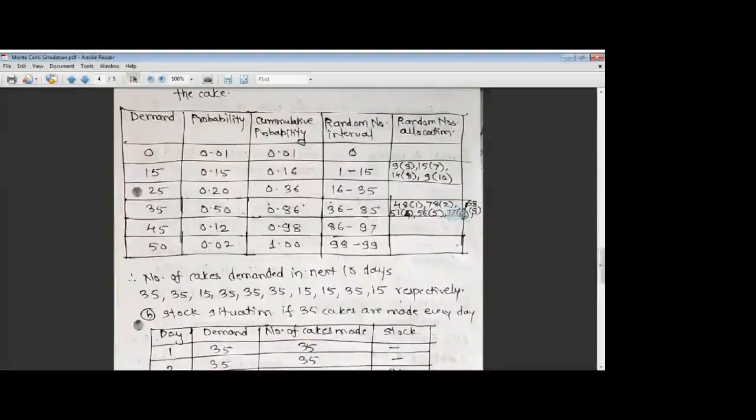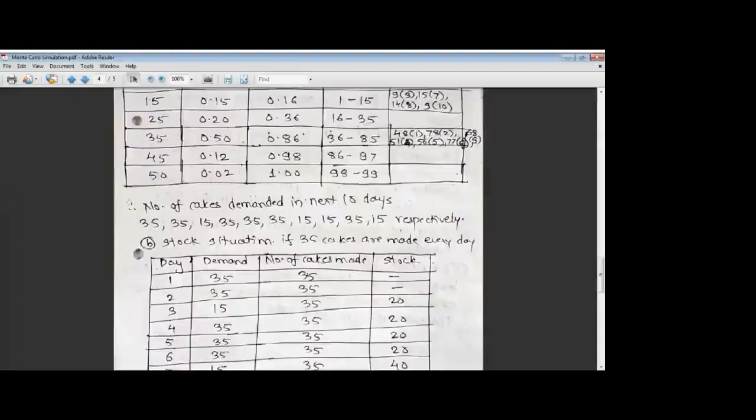The sixth day will have a 35 cake demand. The seventh day will have a 15 cake demand. The eighth day will have a 15 cake demand, and the ninth day will have 35 cake demand, and your last, 10th day will have 15 cake demand. So the number of cakes demanded in the next 10 days can be written as 35, 35, 15, 35, 35, 35, 15, 15, 35, 15 respectively.